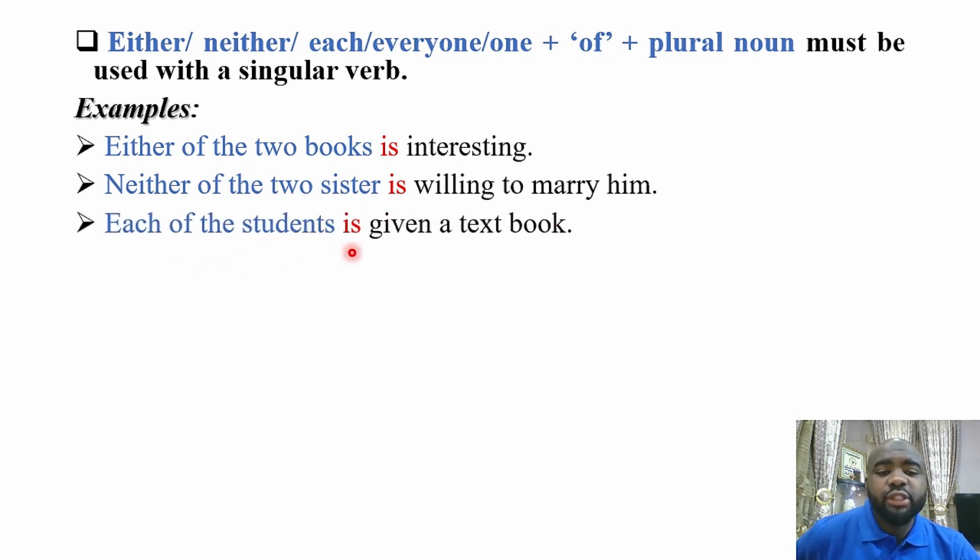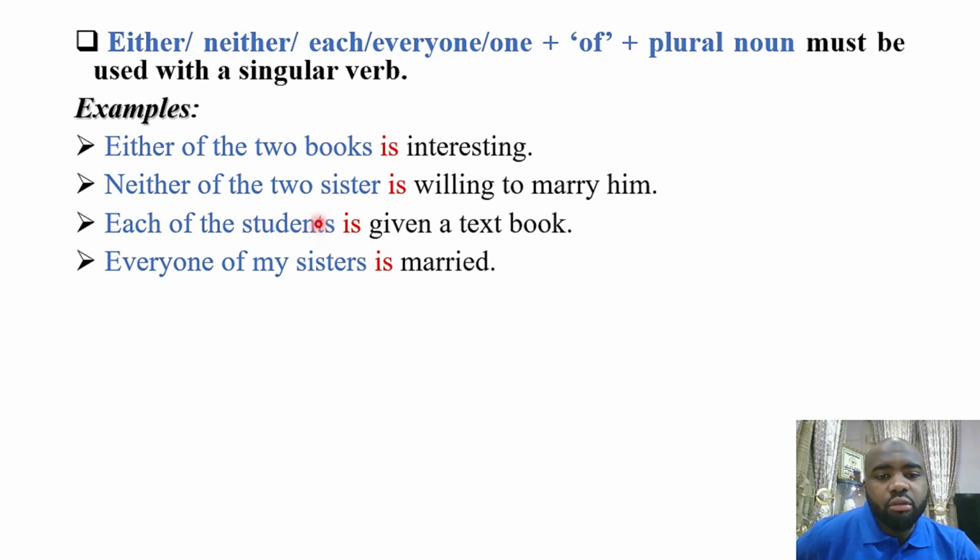Each of the students is given a textbook. Every one of my sisters is married. All right. All these, even though we have plural forms of the nouns, we are considering individual members of the nouns here. Either of the books, one of the books, all right, one or the other. Neither this nor the other is willing to marry him. Each of the students is given a textbook.